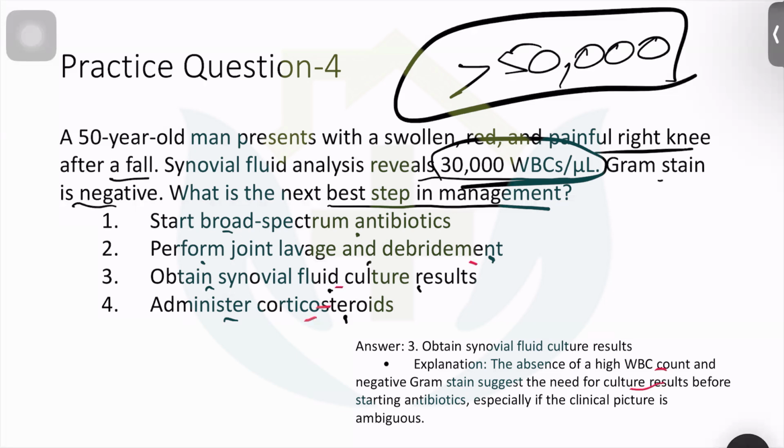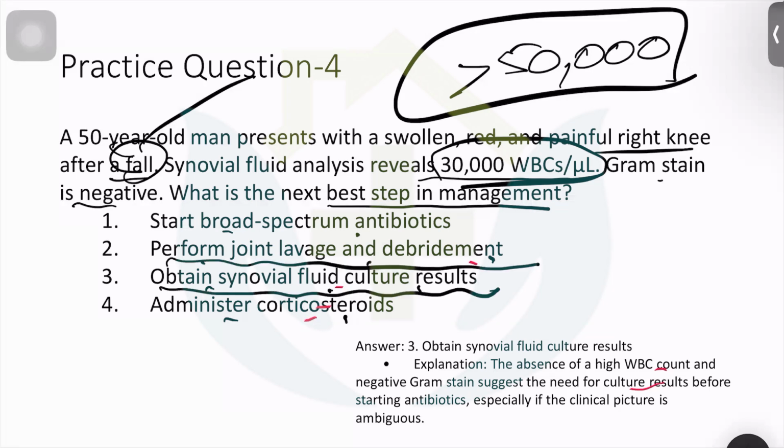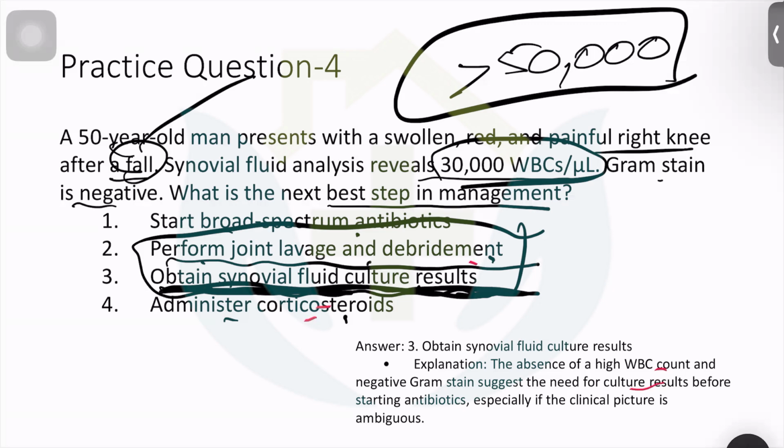Painful right knee after fall. So possibly traumatic hemarthrosis. Perform a joint lavage and debridement, obtain synovial fluid. These are the two options through which you will reach the answer. Initially, to establish a diagnosis, you will do a synovial fluid culture. So 30,000 counts could be septic, could be traumatic, or traumatic turned septic, anything. So you will start the empirical antibiotics, but obtain a synovial fluid culture result. Is that okay?